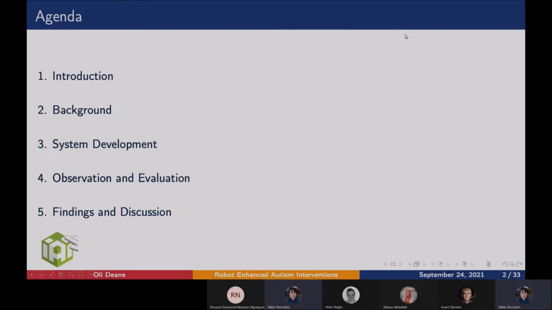So the agenda here is that I'll start with an introduction of the long-term aim, and then a bit of background about relational frame theory and how it applies to autism and robotics research. And then I'll introduce our initial system and show how we deployed it during a real clinical setting with a child and a therapist, and what lessons we took from that can inform future versions of the robotic system.